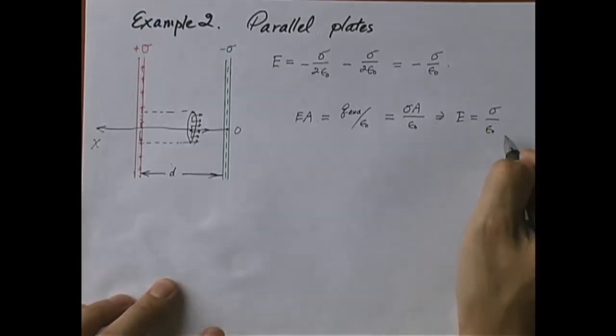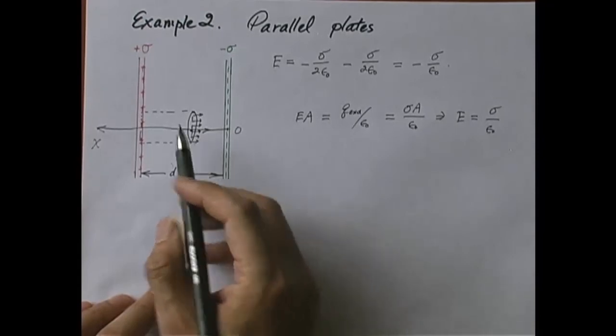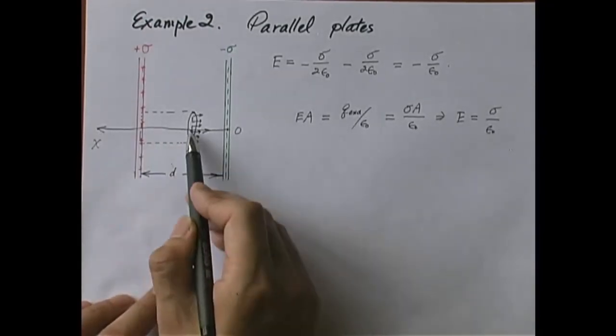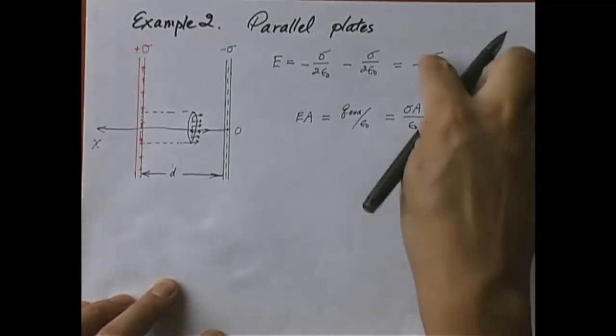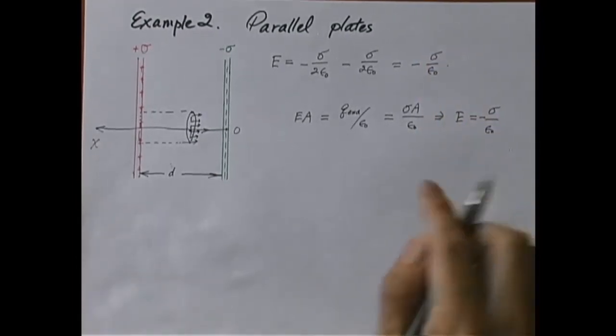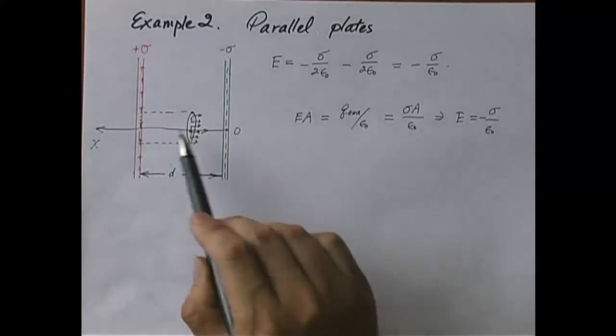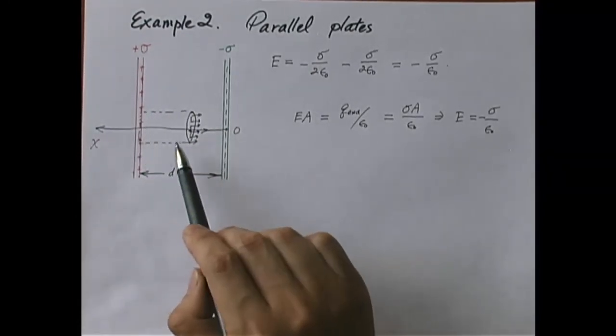That is the magnitude. As far as the direction is concerned, we pick this to be the positive x direction, and since the actual E field goes backwards, it's negative. It's just the same as that. Either way you get the same result: one through superposition of two plates, the other through direct calculation with Gauss's law.